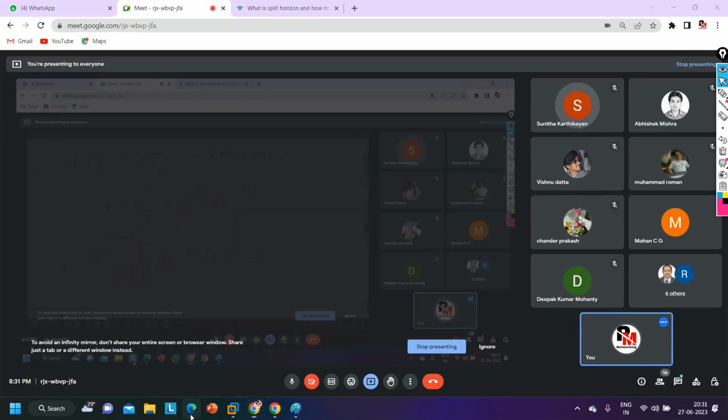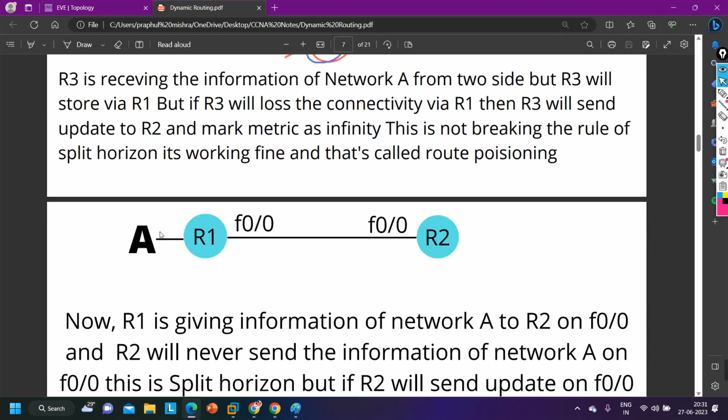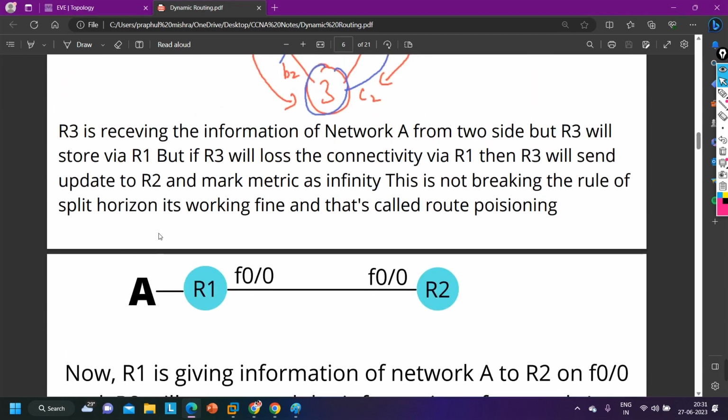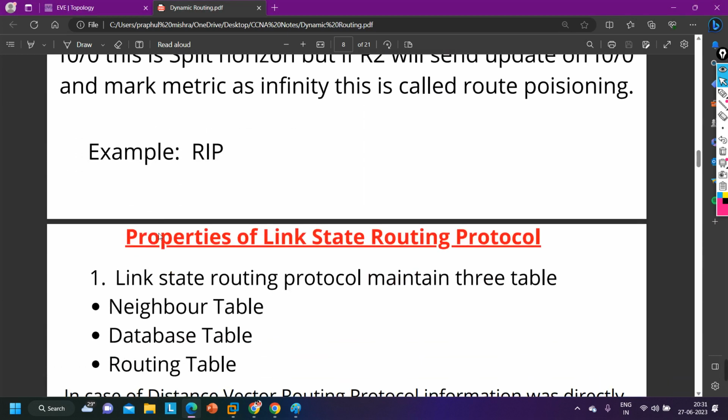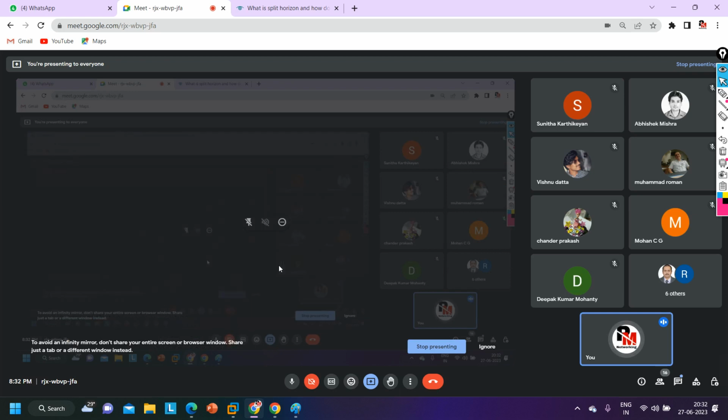So these are the properties of distance vector routing protocol. An example of distance vector routing protocol is RIP. In RIP also you will see the periodic update. Whatever properties we discussed, the best path selection, metric calculation, these things will be the same. Can I move to link state routing protocol now?